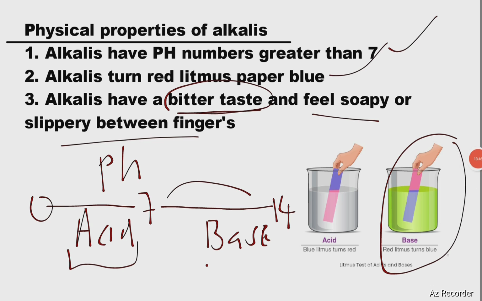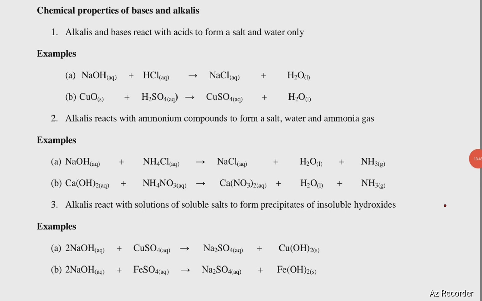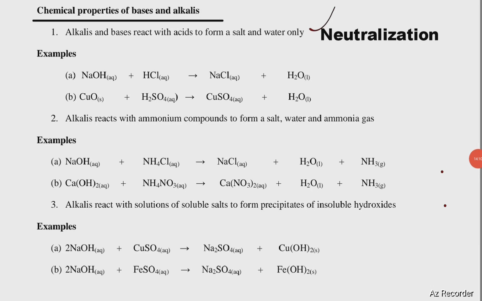So we're saying chemical properties of bases or alkalis. Number one is that alkalis and bases react with acids to form salt and water only. The reaction that we have called as what? Neutralization. We said this is a neutralization reaction, and in all types of neutralization reaction, no matter how, we discussed this under acids, so I won't go deep into it.